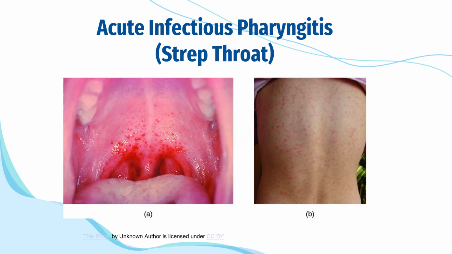Untreated strep throat can lead to rheumatic fever or acute glomerulonephritis. Rheumatic fever is an inflammatory disease of the heart, joints, and the central nervous system, and glomerulonephritis is an acute kidney infection.